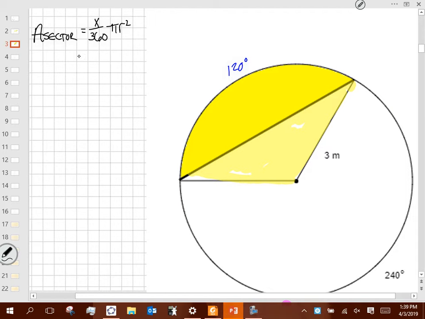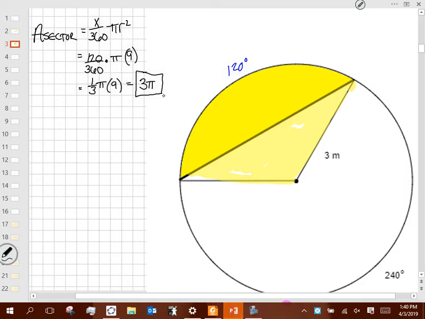Okay. So x in this case is 120, right? We have 360, and then pi. What is r squared going to be? 9. What's 120 over 360? What's that going to reduce to? Yeah, 1/3. So I have 1/3 times pi times 9. What's 1/3 times 9? 3. So it's going to give me 3 pi. It'd be meters squared as my area of everything that's yellow, right?